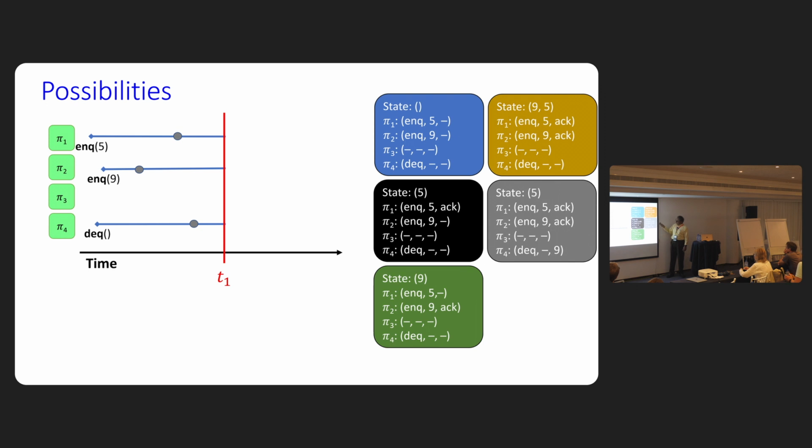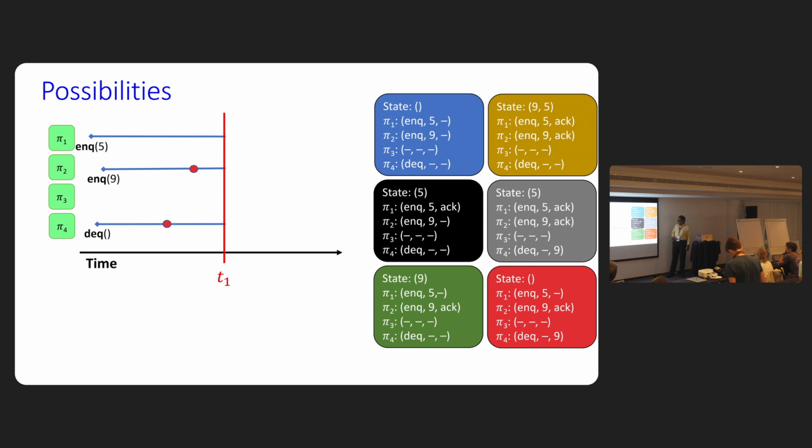This captures the notion that pi1 and pi2 could have both taken effect, and the DQ might also have taken effect, and these took effect perhaps in the order NQ9 and then NQ5 and then the DQ took the first NQ'd item, 9. So it captures the notion that things could have occurred in that order, leaving the state as 5. So that's another possibility. Here is another possibility, and this says that NQ9 alone among the two NQs may have taken effect, and then the DQ might have followed it.